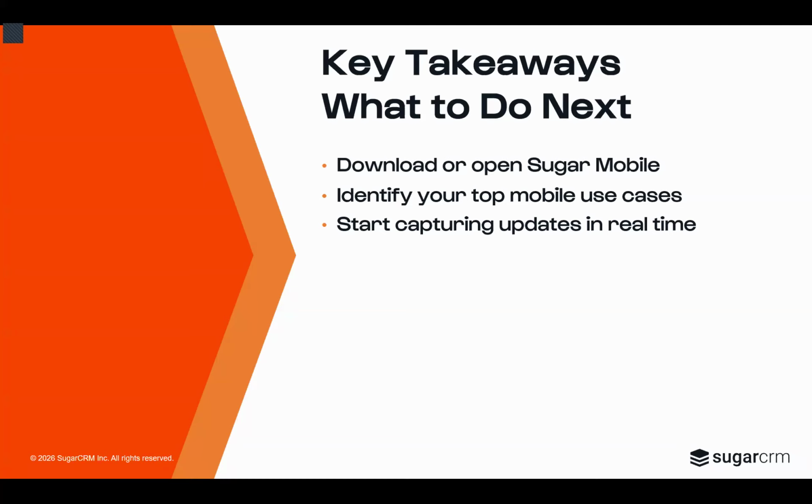Start real easy, right? You're going to be doing searches all the time. That should be one of your top mobile use cases. Search for a record. Once you find a record, if you know that it needs to be updated, go to that particular record, click on it, and use the action menu to edit it, right? Start capturing real updates in real time. So you may have something that you actually need to update in Sugar. Do it in the mobile app.